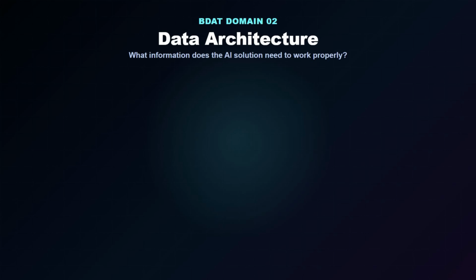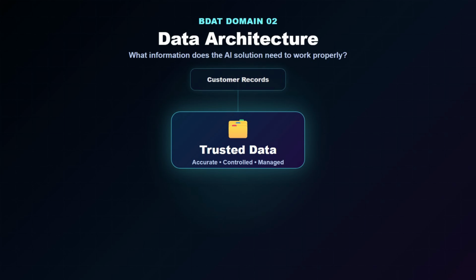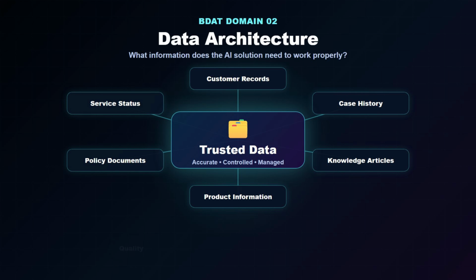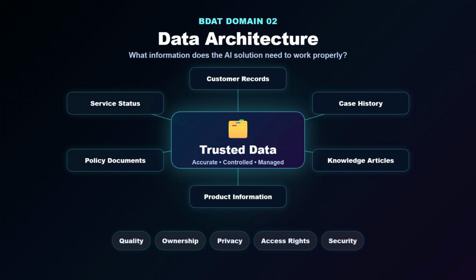Data architecture describes the organization's data assets and data management resources. This is where we look at the information the AI solution needs to work properly. So for the AI customer service assistant, that might include customer records, case history, product information, or knowledge articles. But data architecture is not just about listing data sources. It also helps us think about the quality, ownership, privacy, access rights, and security.